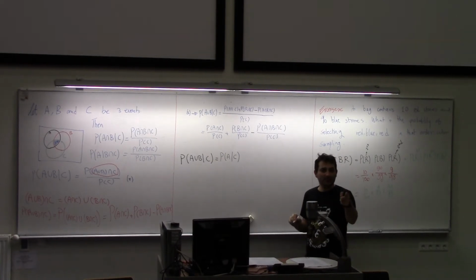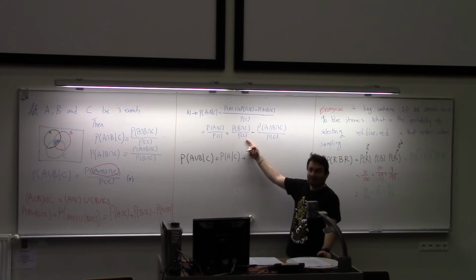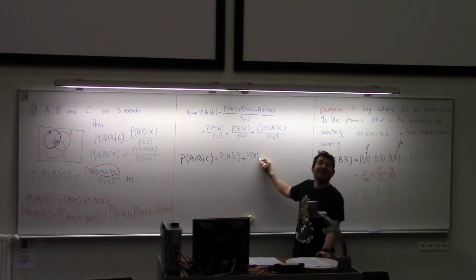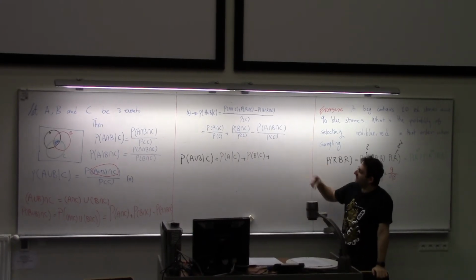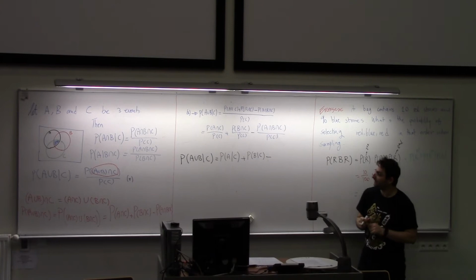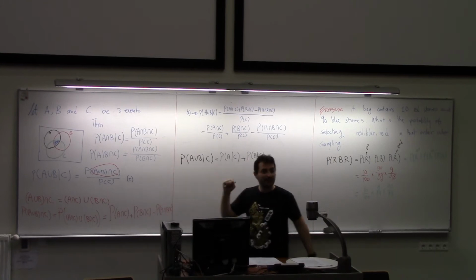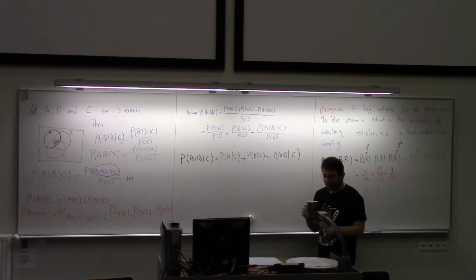Okay? What's your name? Eva. Eva will tell us what this is. It is probability of B intersected by C divided by probability of C, B given C. And what was your name? Raymond. So what's this one? Probability of A intersected by B given C.